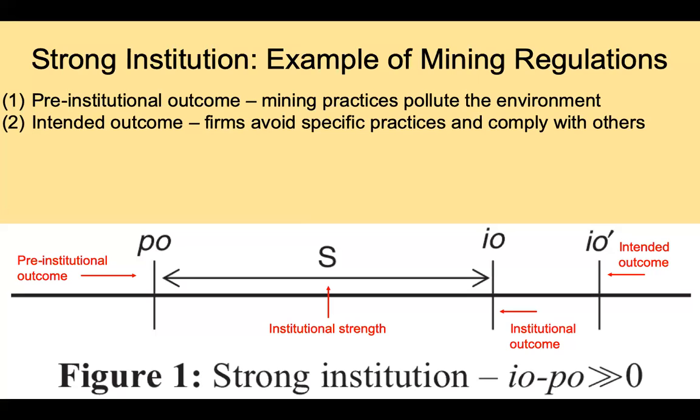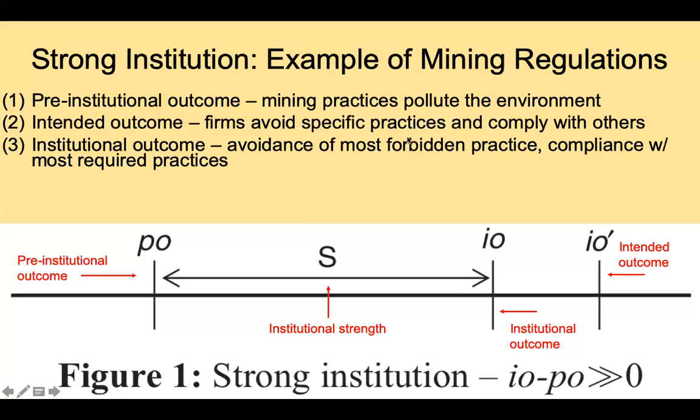But as before, the institutional outcome, the gap between the intended outcome and the actual outcome, will determine the strength of the institution. And so if we are imagining a strong institution, well, then we need to find that in practice, firms are avoiding most forbidden practices and they're complying with most required practices. If we discover in practice, however, that most forbidden practices are not being avoided and that most required practices are not being complied with, then we would conclude that that is not a strong institution.